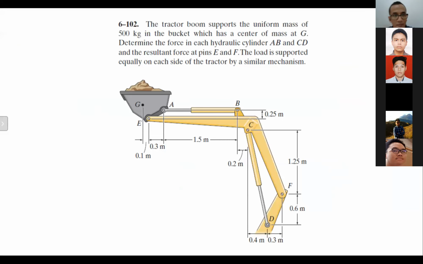This one is a machine, but you don't have to worry about differentiating between machine and frame, because both actually have the same treatment. You can treat both the same way, machine or frame. So basically, as long as not all the members are two force members, we can consider it a frame or machine. But this one is a machine.